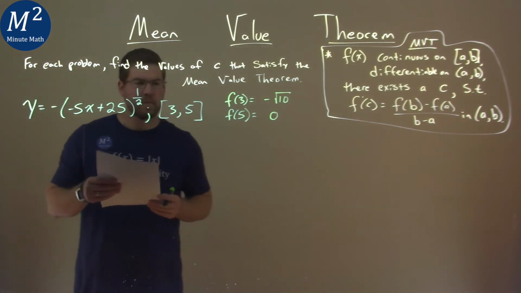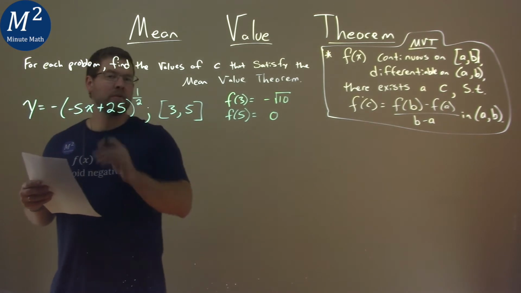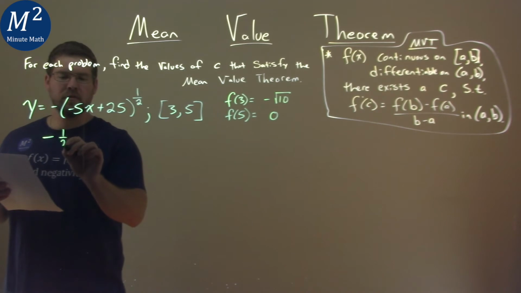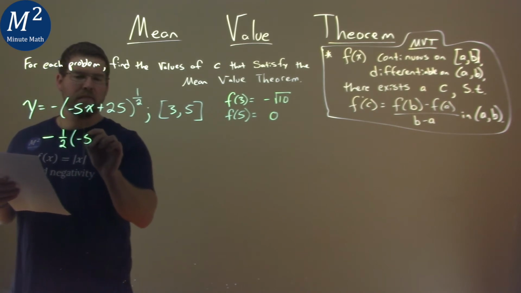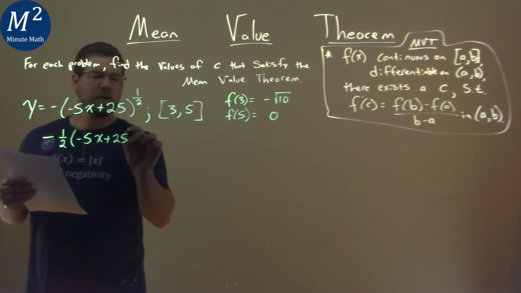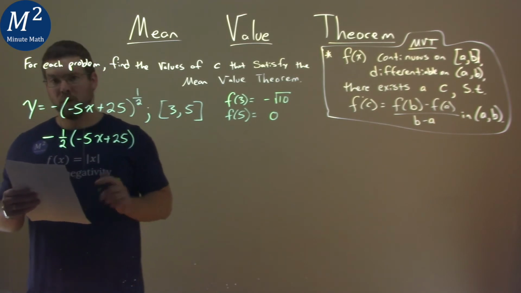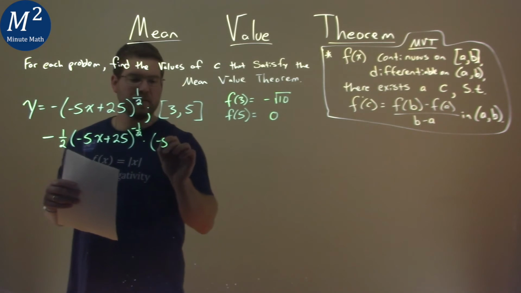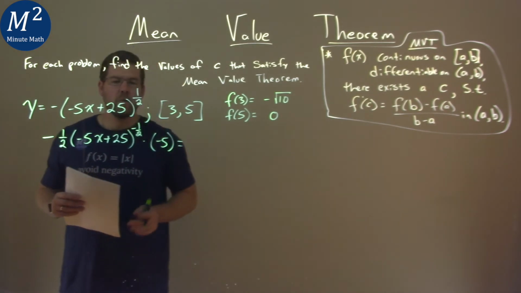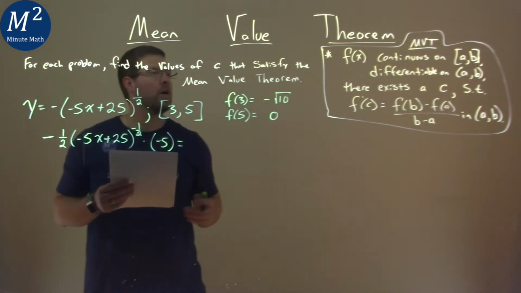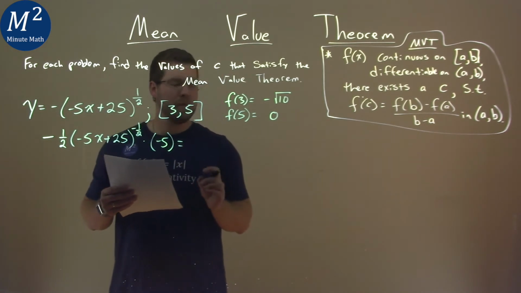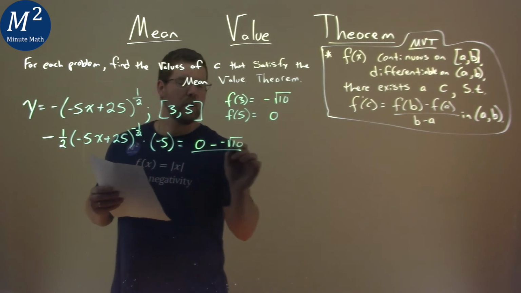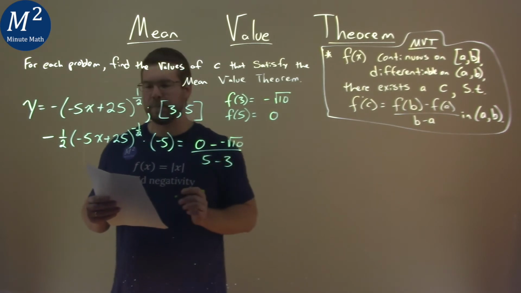So now from here, what we want to do is find the derivative of our function. Negative stays up front, 1/2 comes down, using the chain rule, keep the inside the same, -5x plus 25, and then power rule, 1/2 minus 1 is -1/2. Multiply that by the derivative of the inside, which is a -5. We're setting that equal to, using our formula, f of b minus f of a, so 0 minus a negative square root of 10 over 5 minus 3.